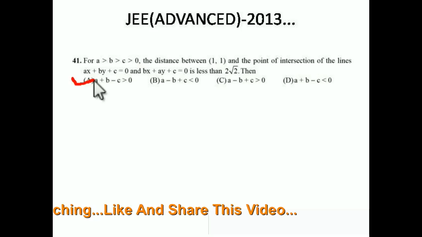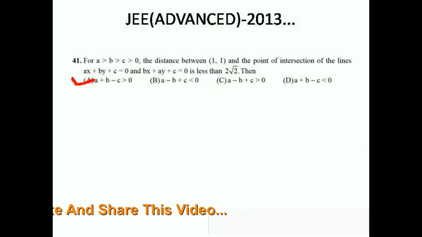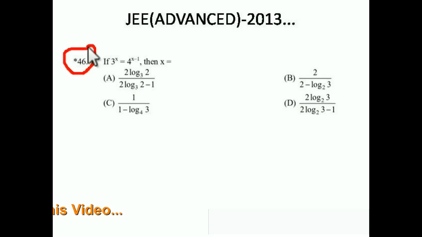So this is a very good question. Still, it's easy, but it's a good question. Now, this is the question which is marked with a star. That means this is a multiple choice question. In JEE Advanced, you have to face some multiple choice questions also. So for this, any two, any three, any four, or any one can be the answer. So we have to go through each and every option.